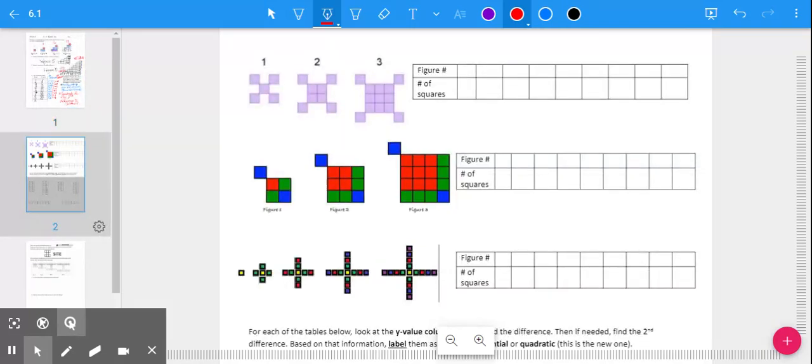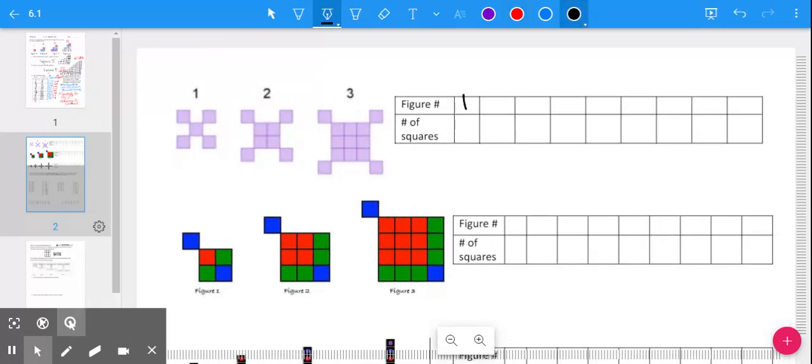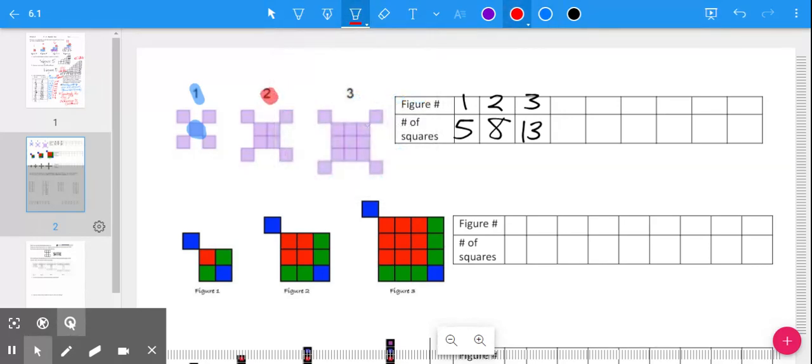So next we have this page. So we have figure 1 has 5 squares. Figure 2 has 8 squares. Figure 3 has 13 squares. And if we look at these, we can actually see a little bit of a pattern. In figure 1, there's a 1 by 1 square in the middle, just one square. In figure 2, we have a 2 by 2. In figure 3, we have a 3 by 3.